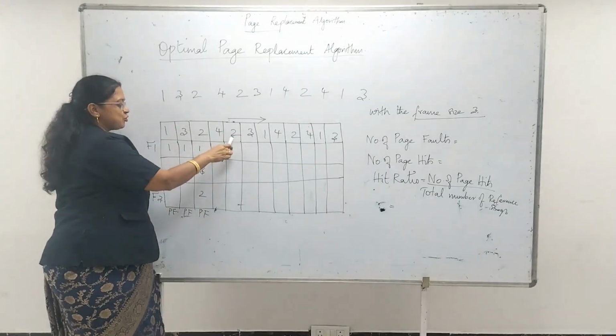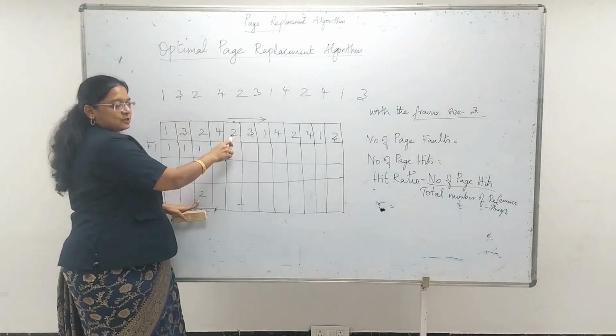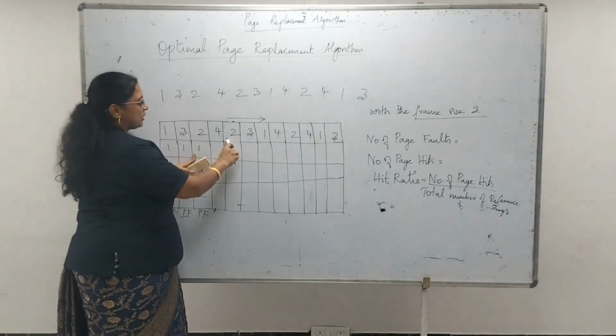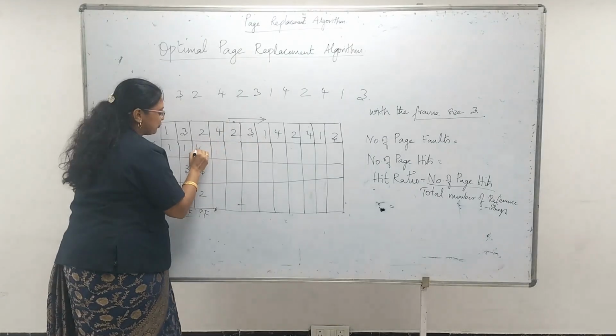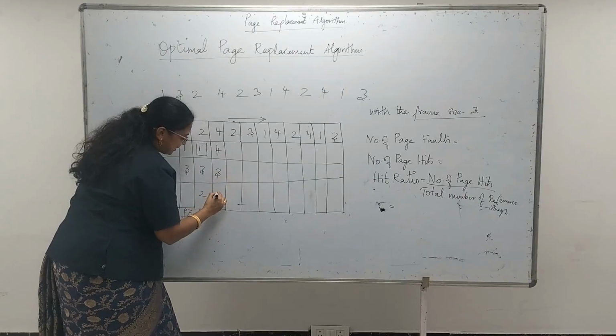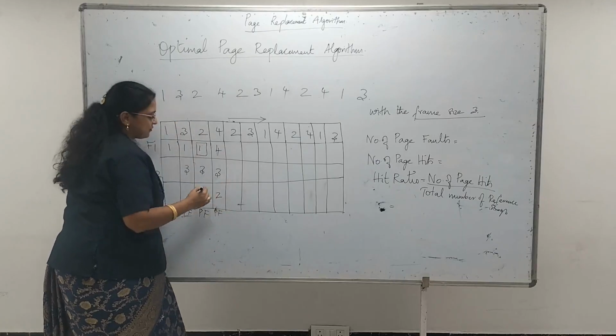Now you have to check 2. 2 is already present, but this is least recent, next used in your future. Next 3 also, 3 is also present. 1 is only going to be your least recently used in the future. Now you are going to replace 1. So 4, 3 and then 2. You replaced, that is going to be a page fault.